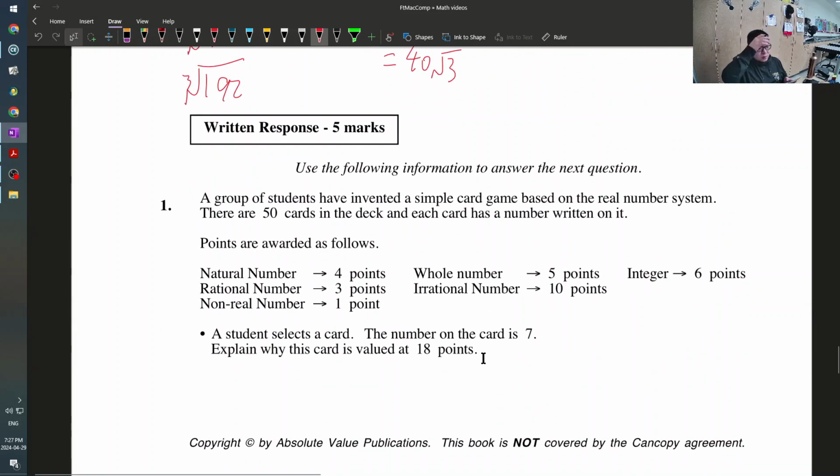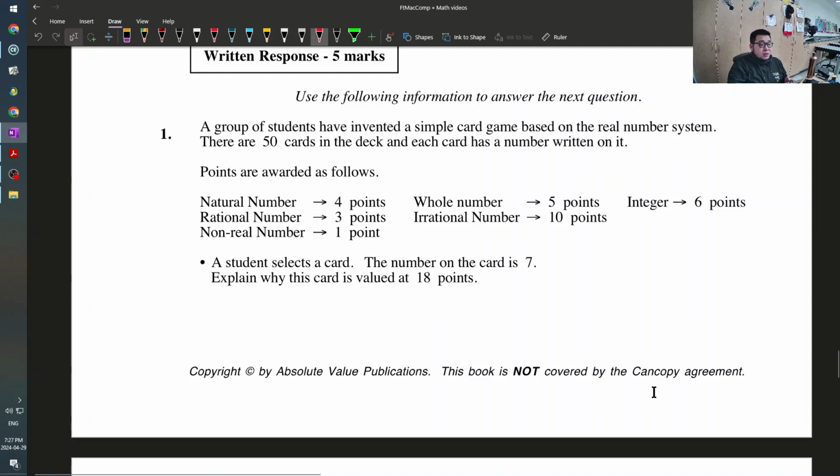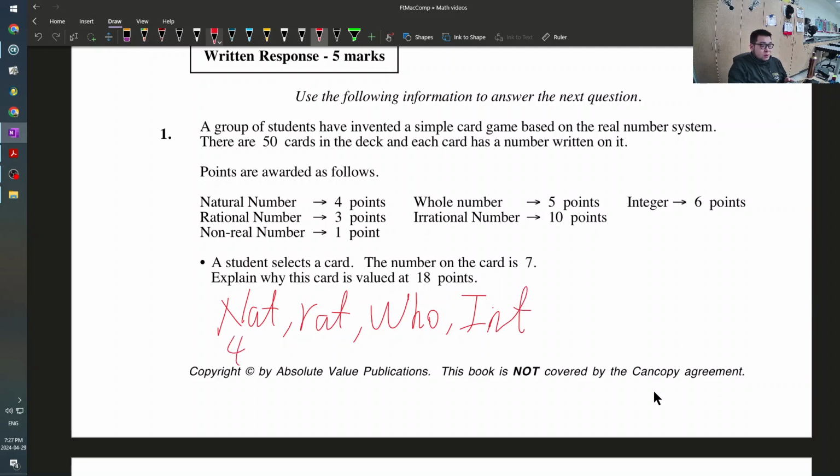Written response. Okay. You guys can read this yourself. A student selects a card. The number on the card is 7. Explain why this card is worth points. So it is a natural number. It is rational. It is whole. It is an integer. Okay, so 4 plus 3 plus 5 plus 6, it is equal to 18. Nice.